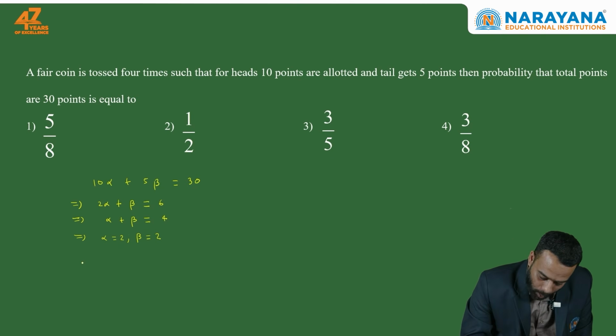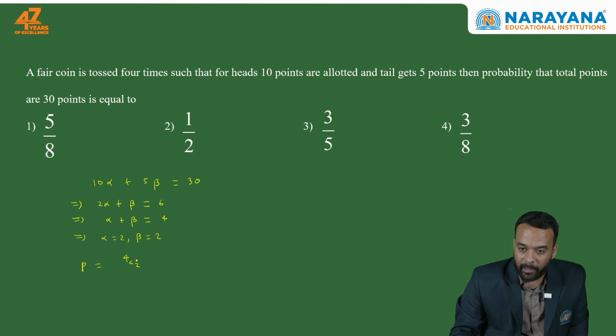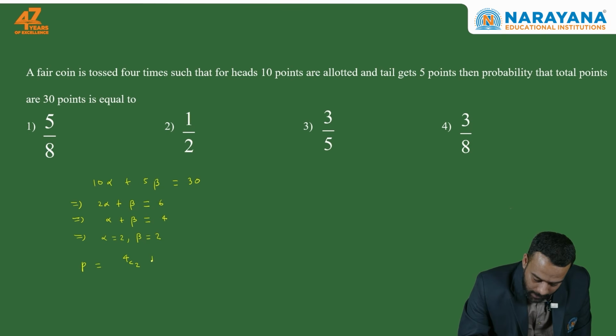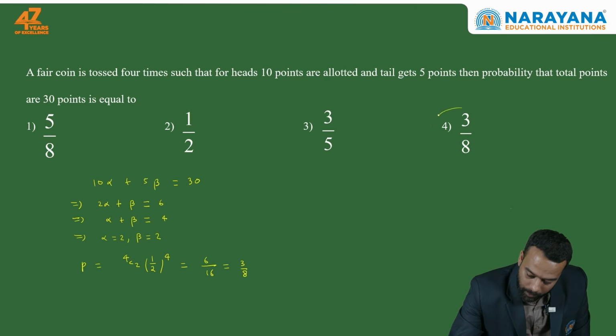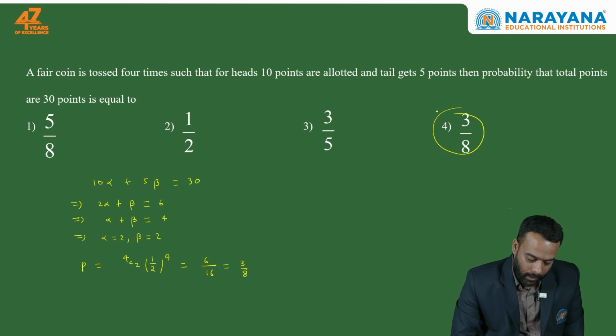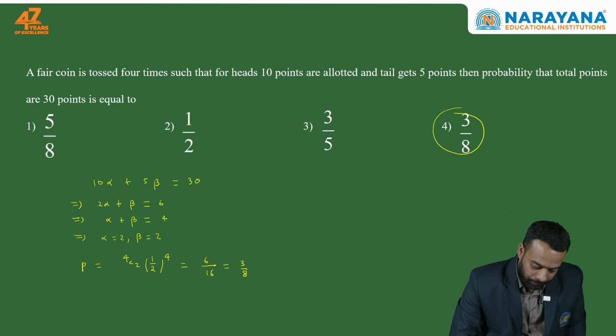So the required probability will be 4C2, in which places heads is coming and in the remaining places tails will come, and each head and tail will come with the probability of half. So that will be half power 4. So that is nothing but 6 by 16. That is nothing but 3 by 8. So that is option 4. That's it, guys. Now we'll proceed to the next one.